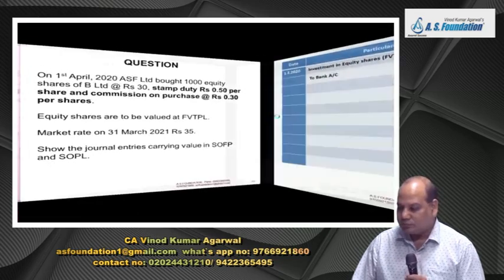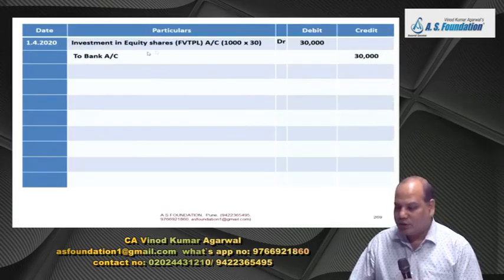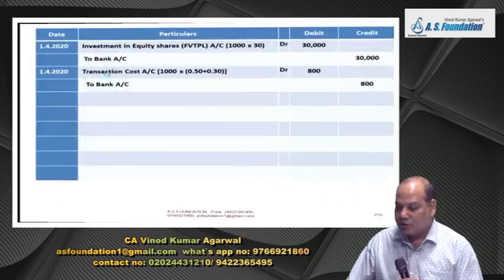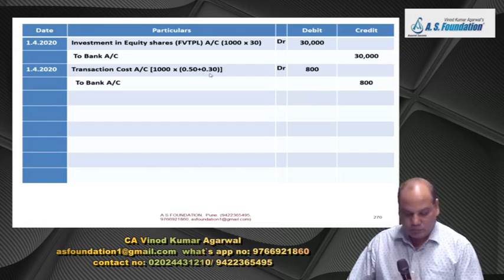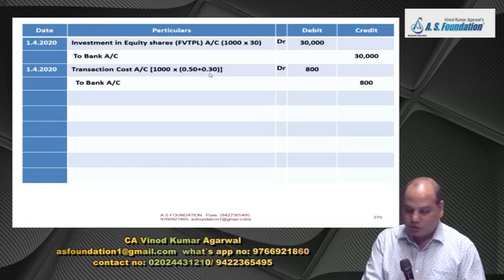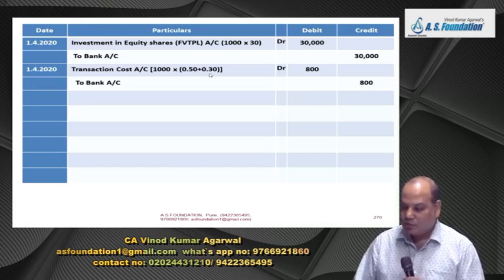Okay. So see the answer. First entry: investment account debit to bank 30,000. And on the same day, 1st April, transaction cost account debit to bank. How much will be transaction cost? 50 paise plus 30 paise. 50 paise is for stamp duty and 30 paise is for commission. 80 paise per share. 80 paise into 1000, 800 rupees to bank.